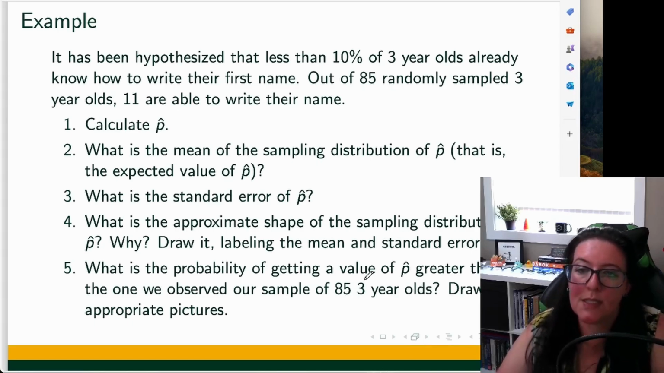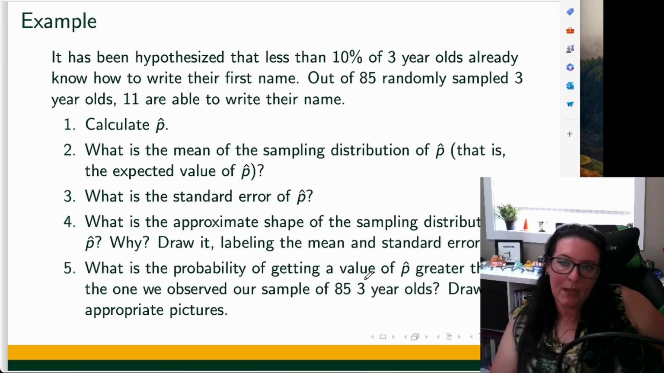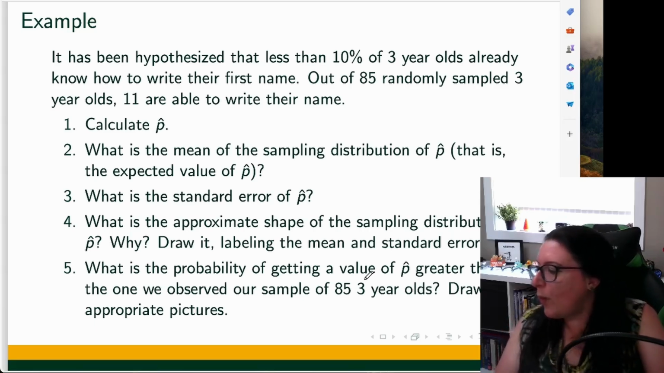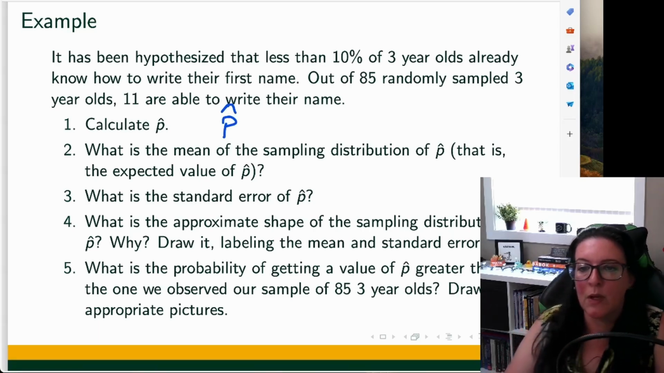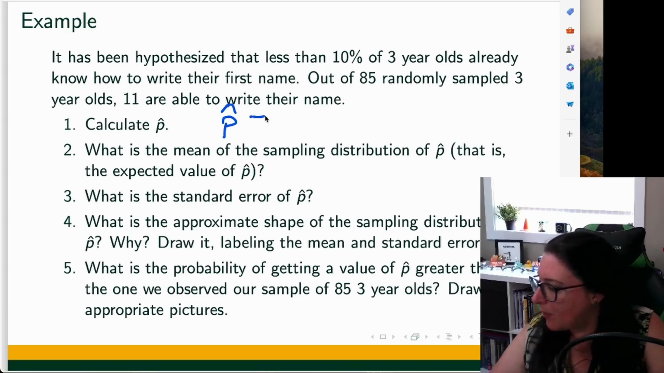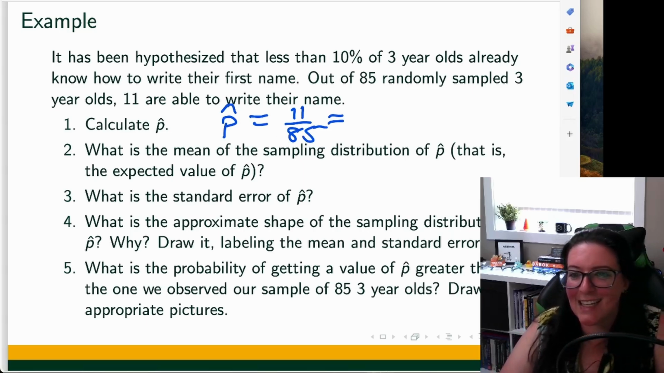So it's been hypothesized that less than 10% of 3-year-olds already know how to write their first name. Out of 85 randomly sampled 3-year-olds, 11 are able to write their name. So we need to first figure out in our sample, what is p hat? What is the proportion in the sample? Well, if 11 can write their name out of 85, then our sample statistic is 11 divided by 85. And what do we get?